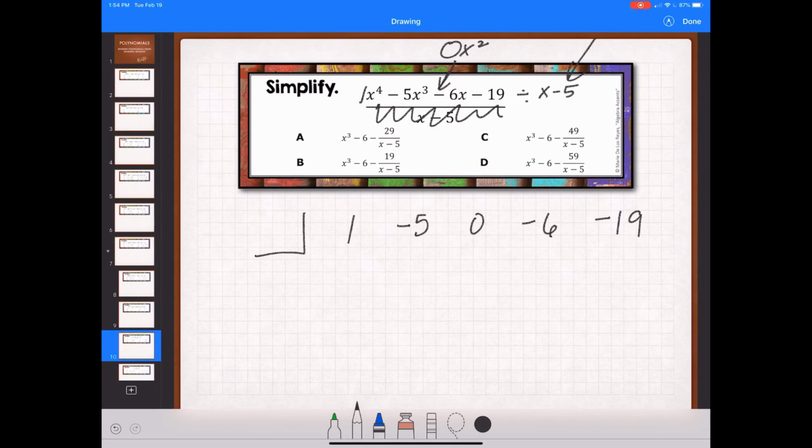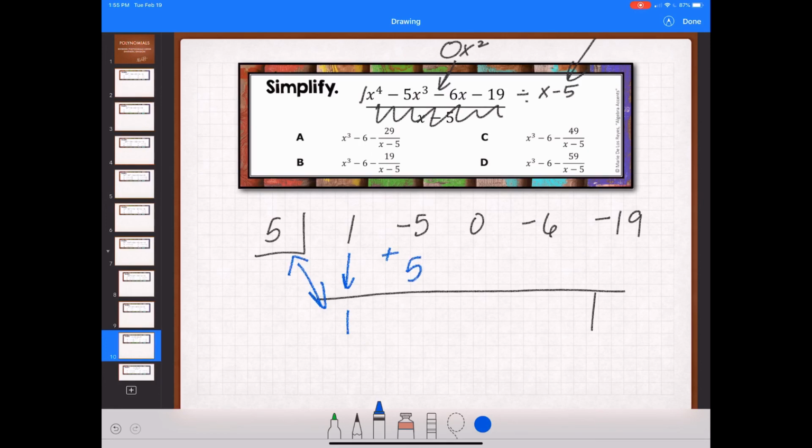Opposite, on the divisor is negative 5, so my opposite is positive 5. All right, let's begin. Bring down the 1, multiply the corners. 5 times 1 is 5. Then you're going to add. Negative 5 plus 5 is 0. Multiply the corner. 0 times 5 is 0. Then you're going to add, which gives you 0. Multiply the corners. 0 times 5 is 0. Then you're going to add.